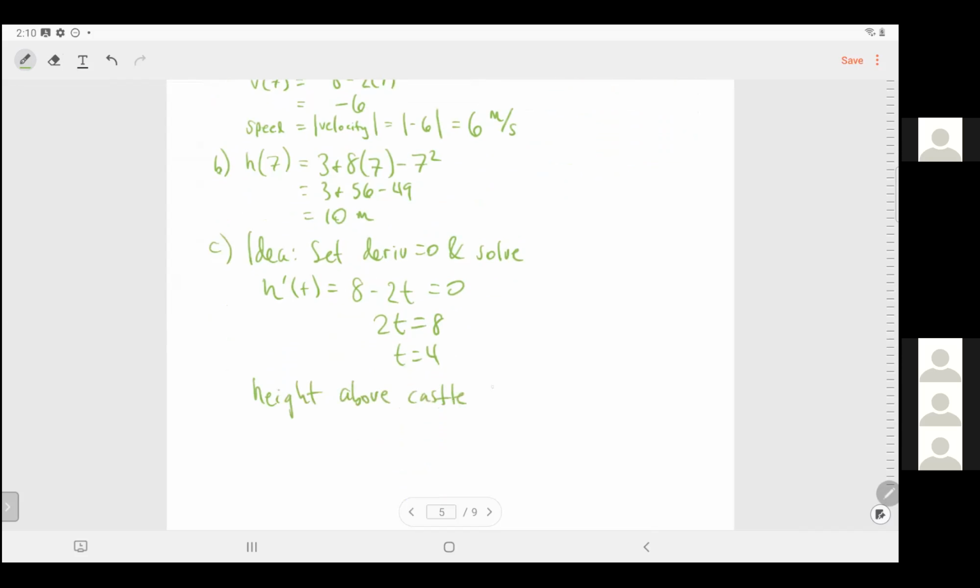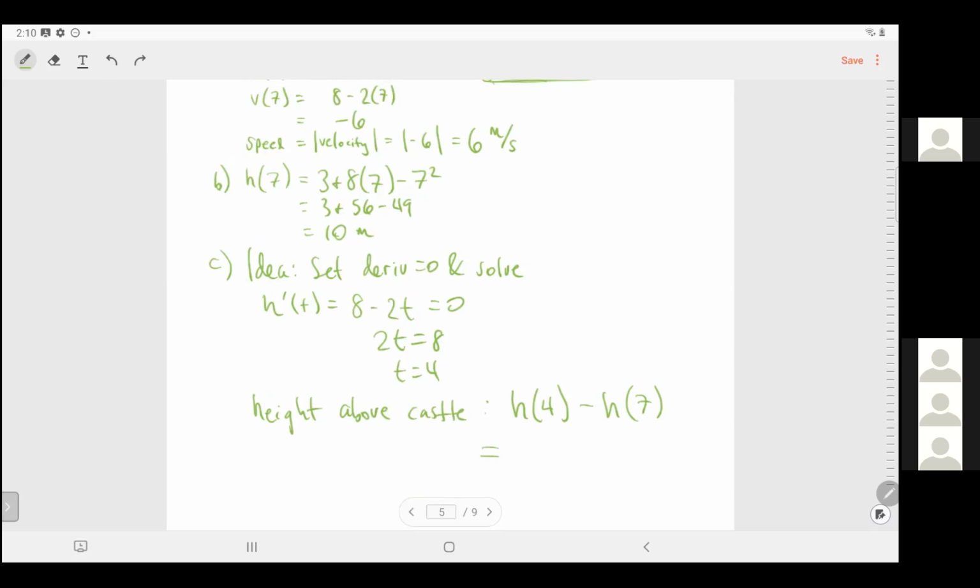There are a lot of little sneaky things that you might miss if you don't read the problem carefully. So that'll be h at time t equals 4 minus, I guess I could say minus h at time 7, because that's when the boulder hits. We know h of 7, of course, from the previous problem. Part B told us h of 7 was 10. Okay, and then I just have to figure out what h of 4 is.